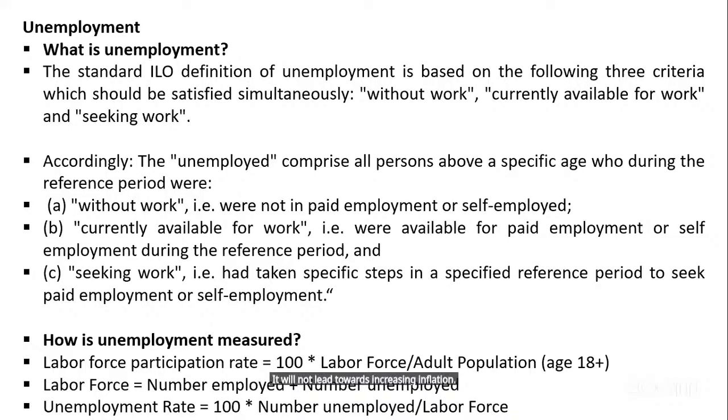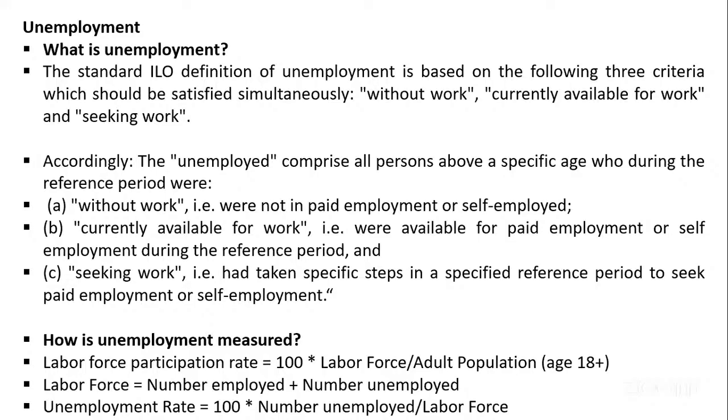That's what the Phillips curve tried to explain to us. It's a trade-off between the two. When they say trade-off, when you are solving the problem of one, it will lead to the problem of the other. When you try to solve the problem of the other, it will lead back to the problem of the first one. That's what they call a trade-off between the two.